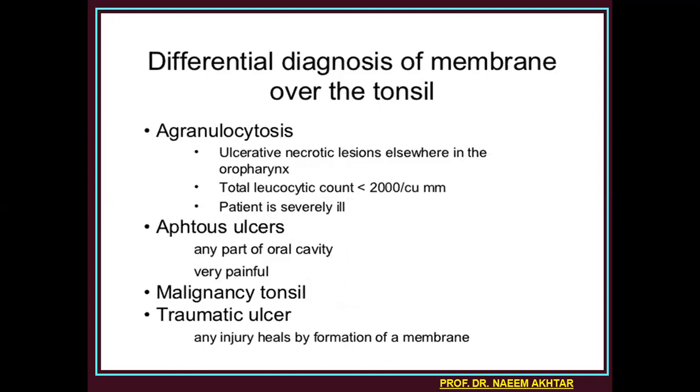Malignancy of the tonsil. Tonsil malignancy may be squamous cell carcinoma or lymphoma. In squamous cell carcinoma, usually the patient will present with a fungating or ulcerative growth, and biopsy of the tissue will confirm the diagnosis. Similarly, in case of lymphoma of the tonsil, the patient will have a uniformly enlarged smooth mass of the tonsil. In this case, the whole of the tonsil should be removed and sent for histopathology, which will settle the issue.